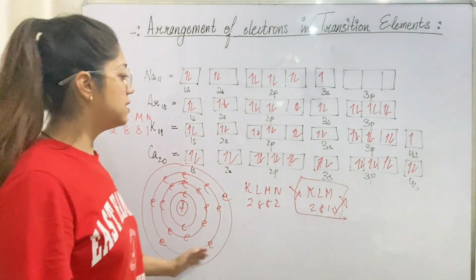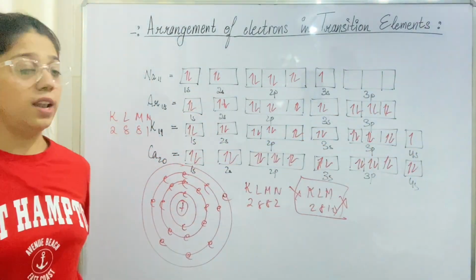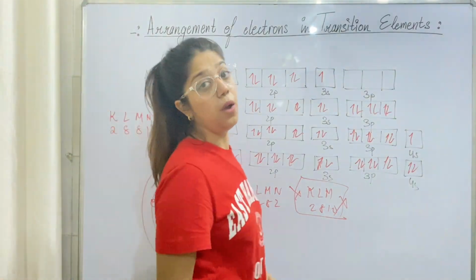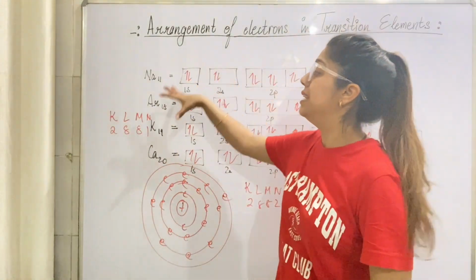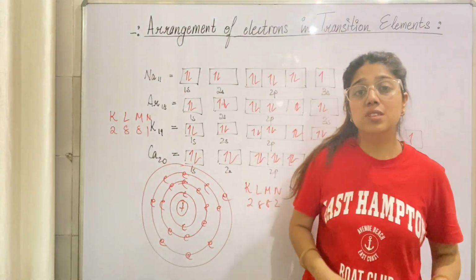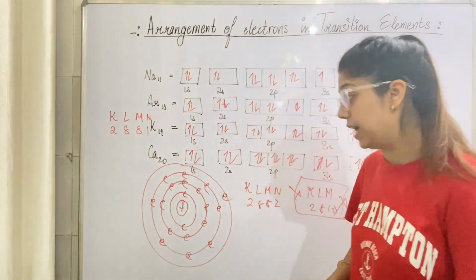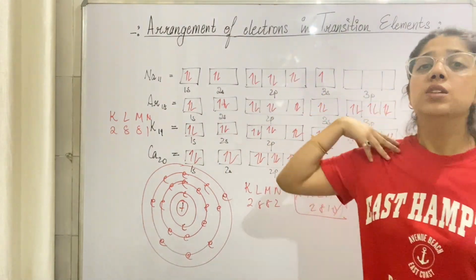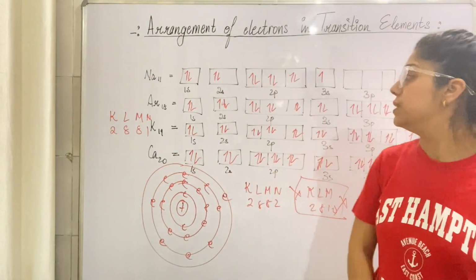Because the electron will start going to the fourth shell once 3p is completely filled, in accordance with the Aufbau principle. Now, these are not transition elements. We have not started with transition elements yet, right? So, these are the elements starting from atomic number 1 to atomic number 20. I hope this is clear to you.